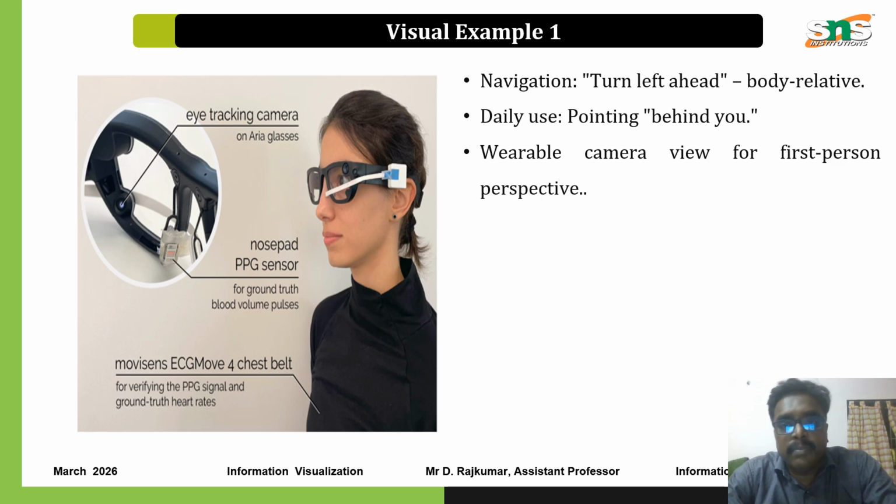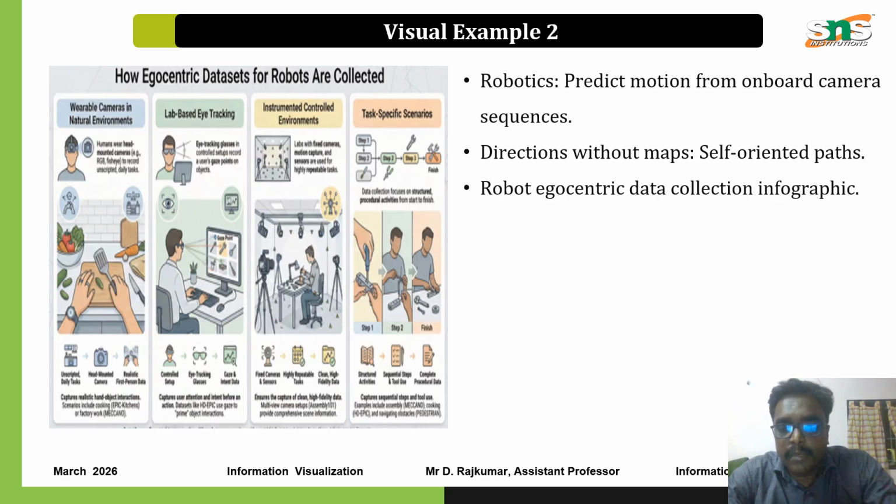The first visual example we are going to discuss is the eye tracking camera, placed on spectacles worn by an observer. It helps in navigation. Based upon the direction, it tells you to turn left ahead, which is strictly body-relative. It does not use any external reference. A daily-use example is pointing behind you, and the wearable camera view for the first-person perspective is the classical example.